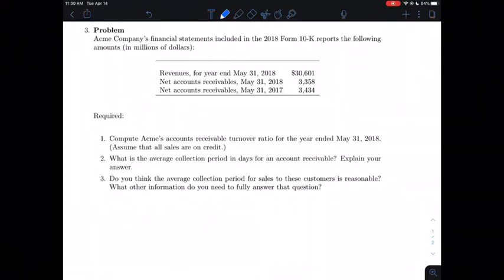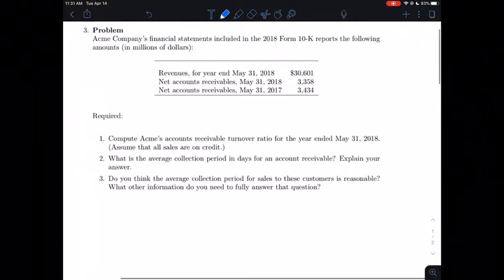Chapter 7, Problem 3 states that Acme Company's financial statements included in the 2018 Form 10-K report the following amounts in millions of dollars. Revenues for the year ended May 31st, 2018 were $30,601. The net accounts receivable on May 31st, 2018 was $3,358, and net accounts receivable for the previous year was $3,434. The first task is to compute Acme's accounts receivable turnover ratio for the year ended May 31st, 2018. We are to assume that all sales are on credit.